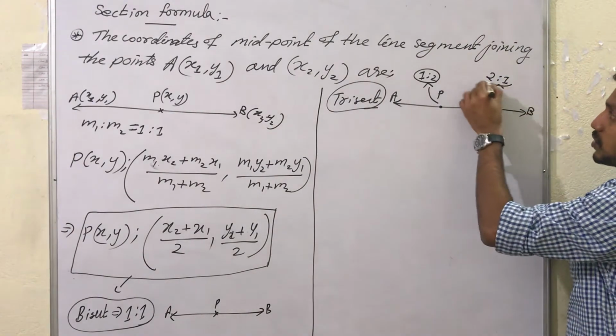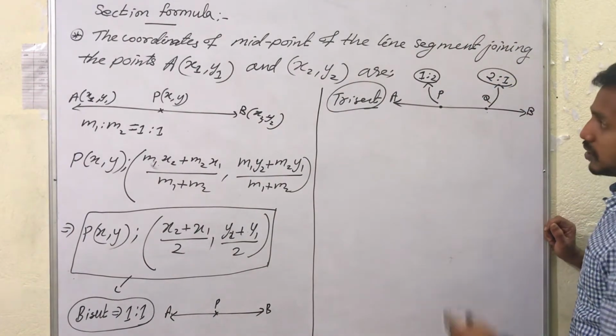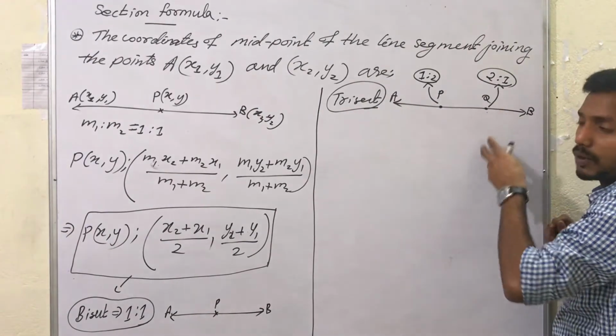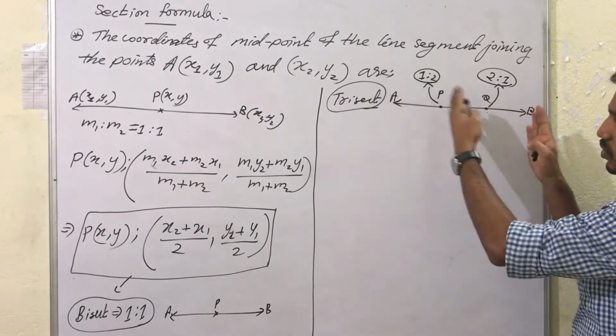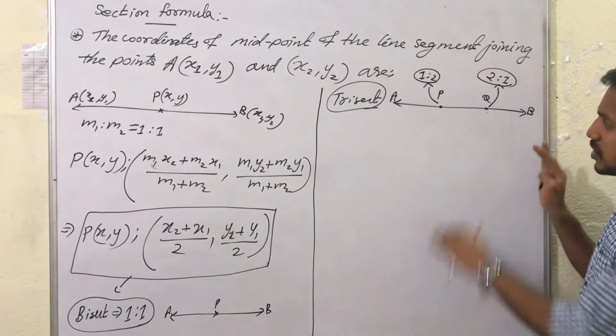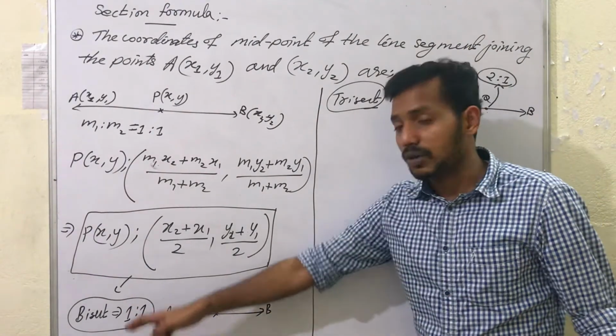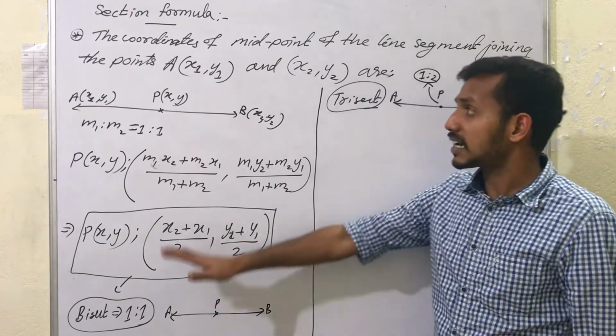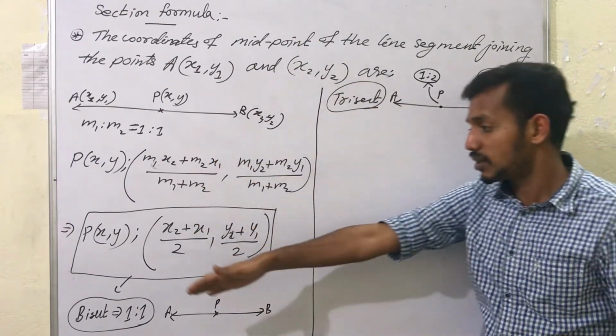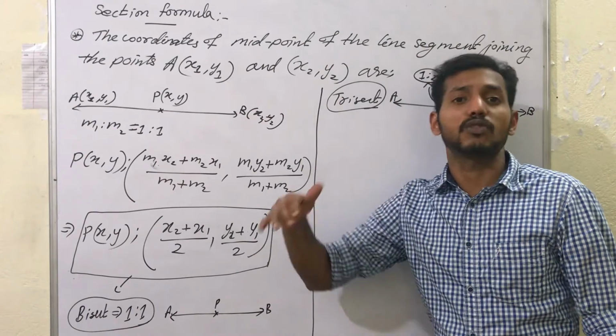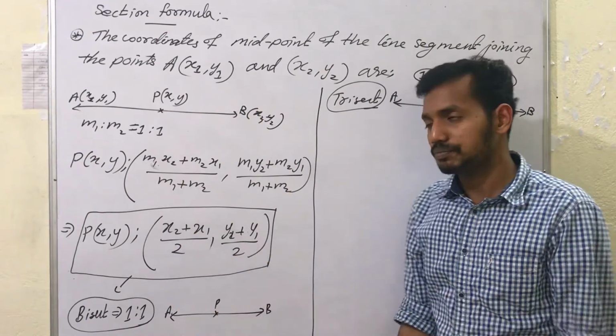Clear. So this is also something you need to know. Similarly, if it is divided into 4 equal parts, you can do it like this: 3 is to 1, 2 is to 1, like that. You can find it. Just draw the figure and you will get a clear idea. There are some questions which will not directly give the ratio. Instead, they will mention bisect, or trisect, or that it is divided into 4 equal parts, or like that.